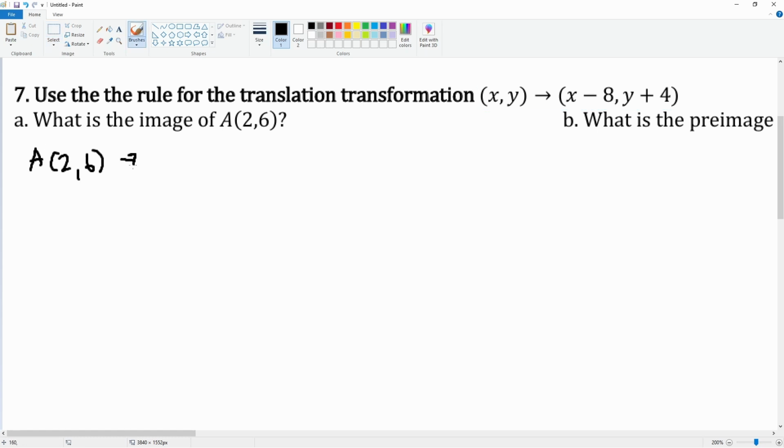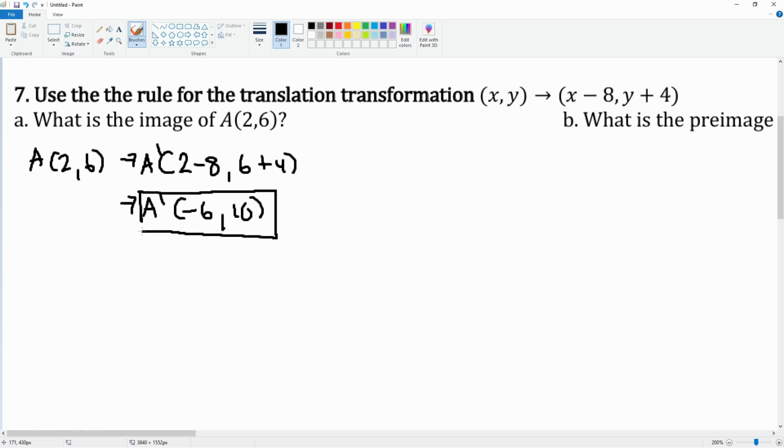It's going to undergo a transformation. That x is going to be minus 8, so the 2 is going to be minus 8. Then the y, 6, is going to add the 4. That's what A prime is. So A prime, 2 minus 8 is negative 6. 6 plus 4 is 10. That's your final answer. That's what A prime would be.